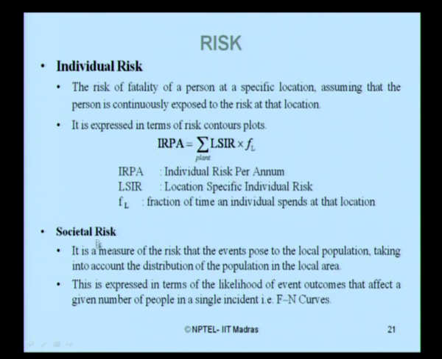I can also compute the societal risk. Actually, it is a measure of the risk that the events pose to the local population, taking into account the distribution of population in the local area. This is generally given in terms of FN curves, where FN is basically the curve between the likelihood of the event's outcome and the number of people affected in a single incident.